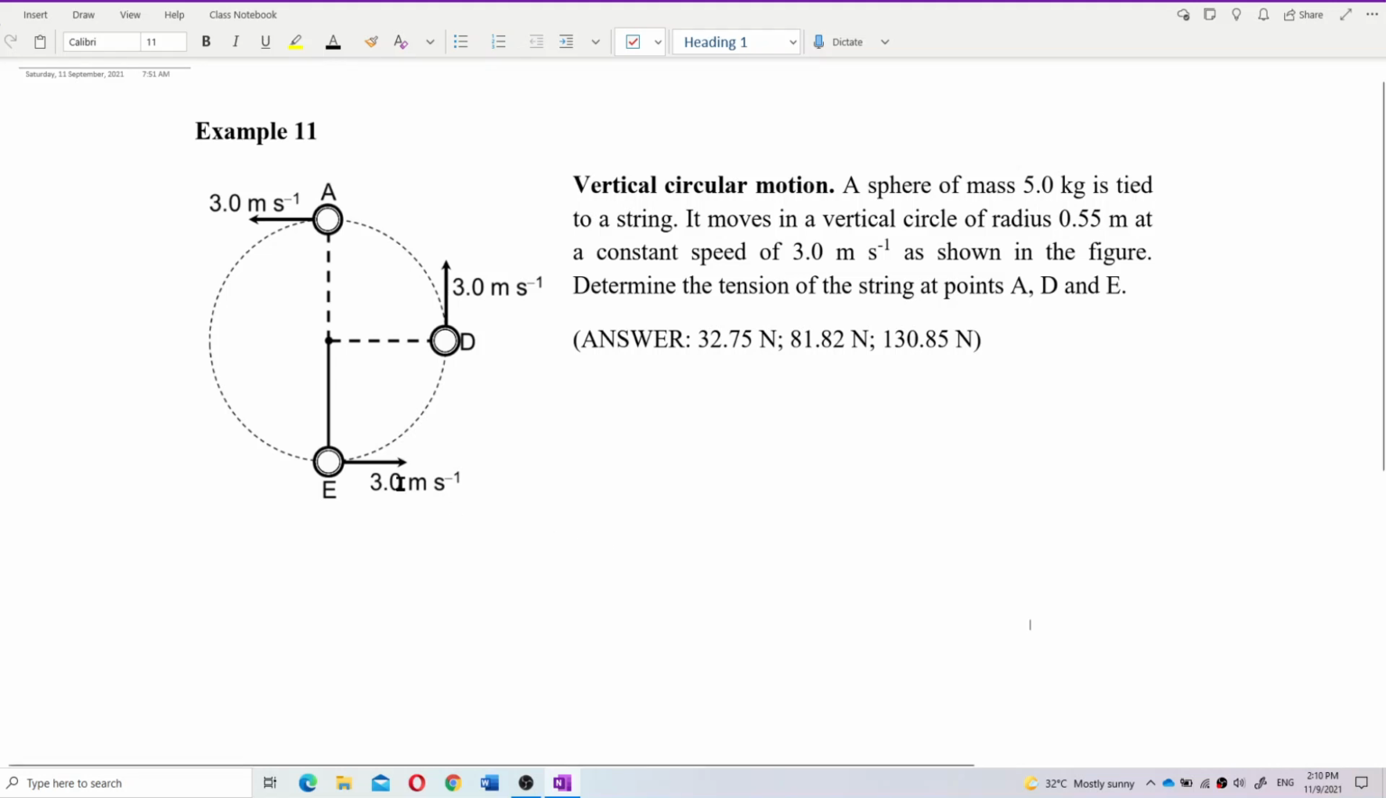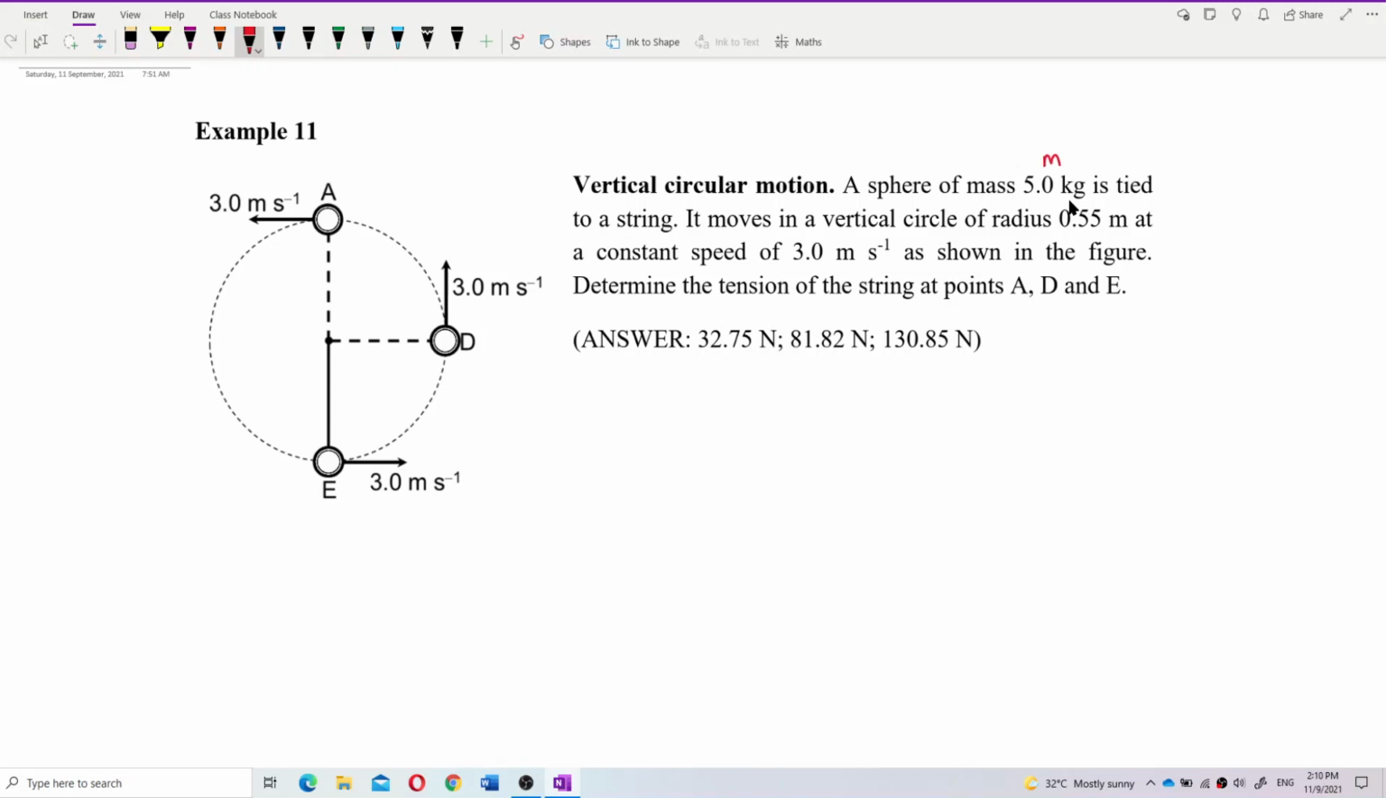All right, vertical circular motion. A sphere of mass 5 kilograms. So we have a mass here. Let's write down, this is a mass. It's tied to a string. It moves in a vertical circle. This is a vertical circle of radius 0.55 meter. So this circle has radius 0.55. So this is the radius value.